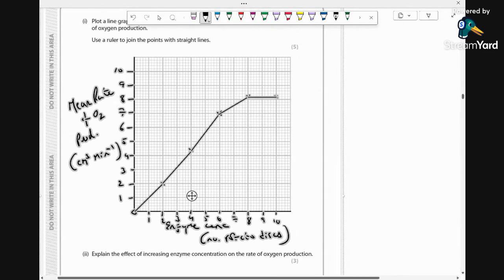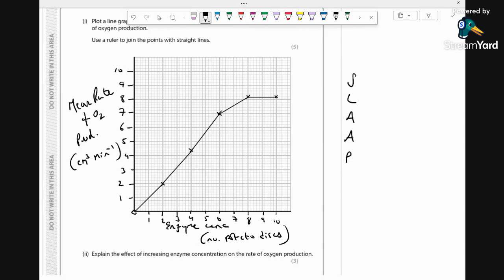And again, just to make you aware of how these graphs are marked, best thing to do is this, which is called SLAP K. So this is for scale. Is it appropriate? Well, yes, it is, and it covers at least half the graph. The lines, so make sure your lines are drawn appropriately. So either a curve of best fit or a line of best fit or a straight line in this case between points. Your axes, so axes labeling. So this is the labeling, that's correct.